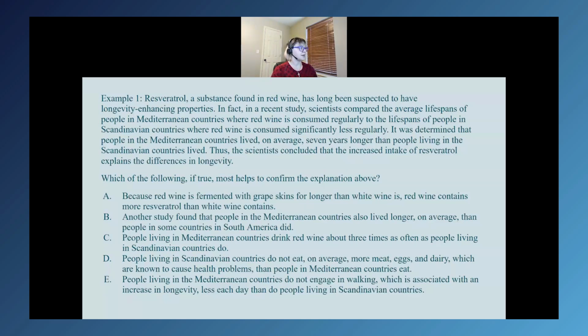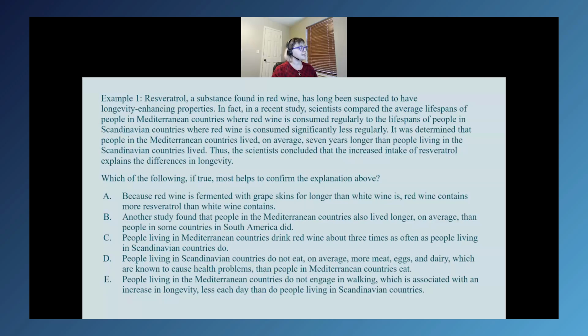C, people living in Mediterranean countries drink red wine about 3 times as often as people living in Scandinavian countries do. This is an explanation trap. So, what this is doing is saying, like, these people in the Mediterranean countries drink way more red wine than the people in the Scandinavian countries do. But we already know that. That is the premise. People in the Mediterranean countries where red wine is consumed regularly, and we're comparing their lifespans to people in Scandinavian countries where red wine is consumed significantly less regularly. So all C is doing is giving us more information on something that we are already trusting to be true.